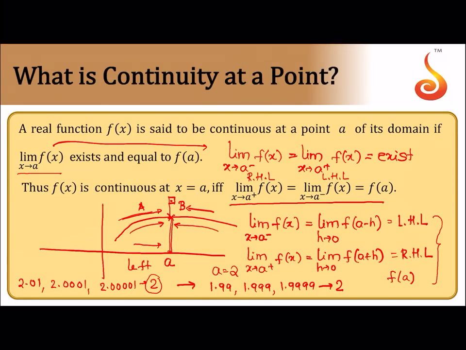Here it is clearly mentioned. So this is the right hand limit and this is the left hand limit. This is called the value of the function. So left hand limit equals right hand limit equals value of the function. Then we say the function is continuous.